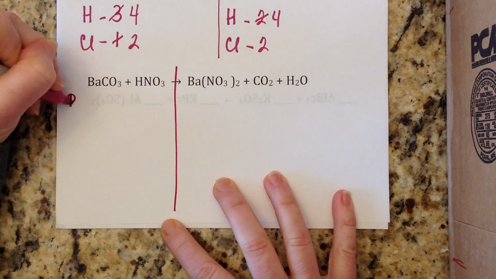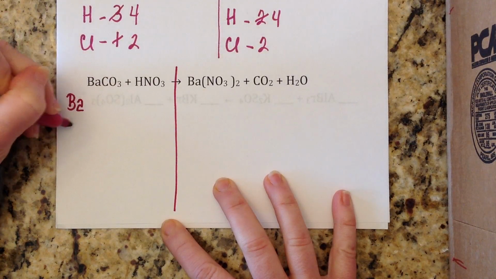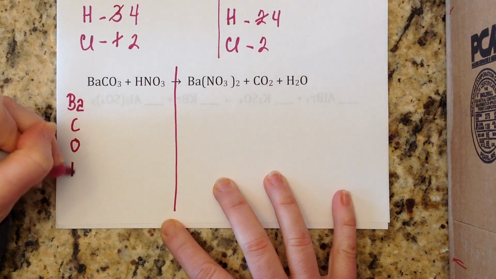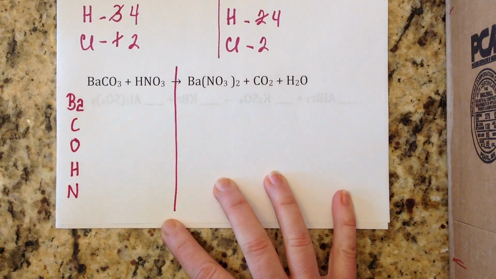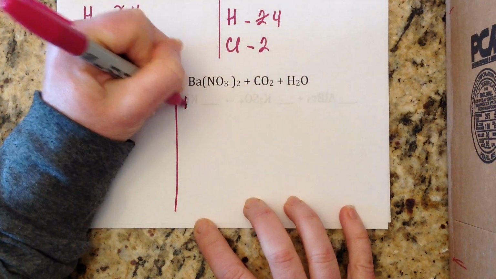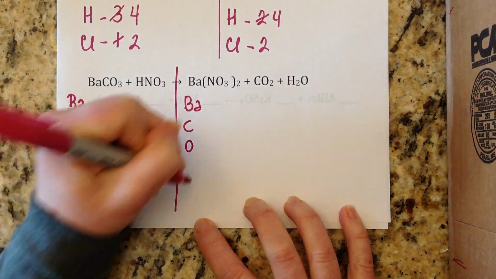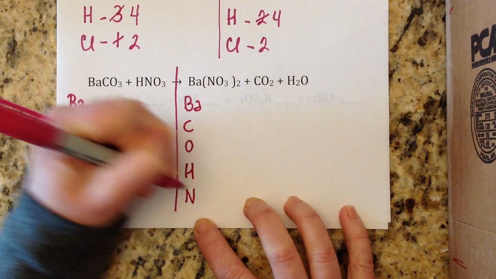I have barium, carbon, oxygen, hydrogen, nitrogen. I've already written oxygen down. Barium, carbon, oxygen, hydrogen, nitrogen.